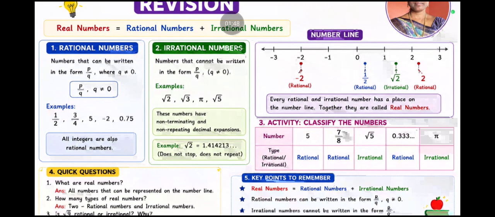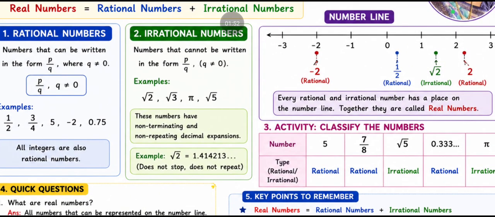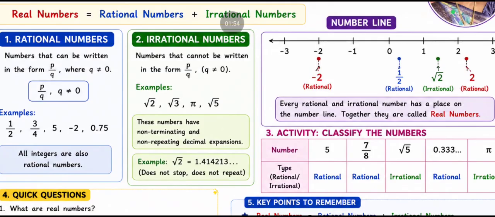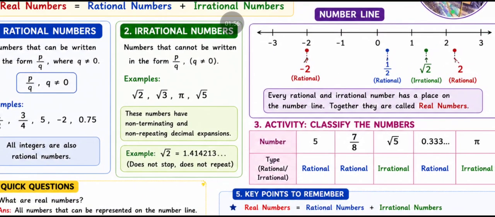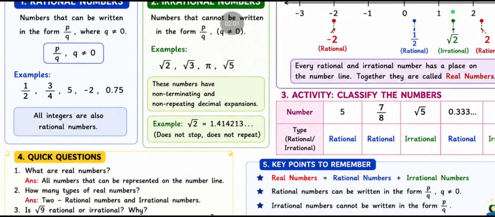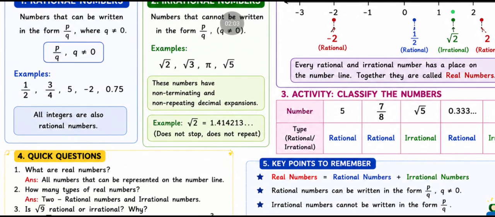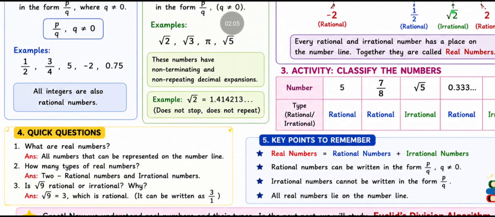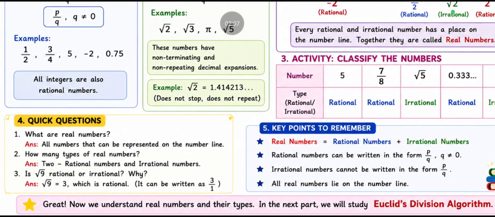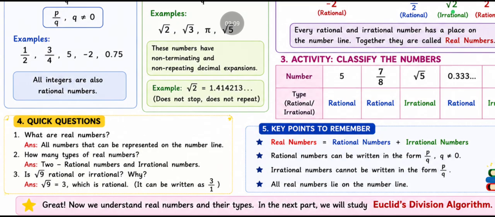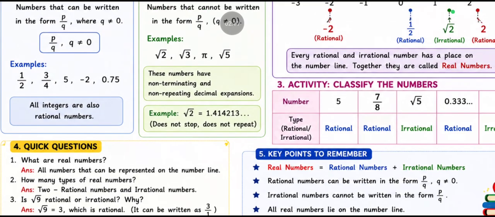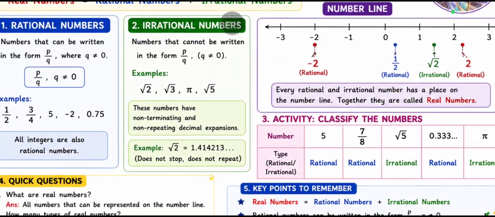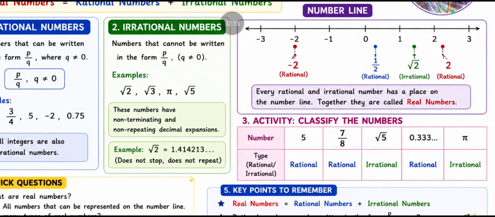Now we have to discuss irrational numbers. Which are called irrational numbers? Numbers that cannot be written in the form of p by q, where q is not equal to 0. For example, root 3, root 2, root 5, root 7, pi, etc. These numbers have non-terminating and non-repeating decimal expansions. So these numbers are called irrational numbers.